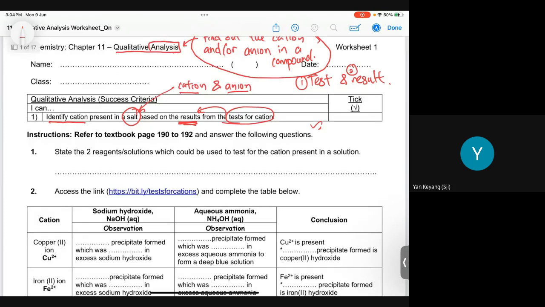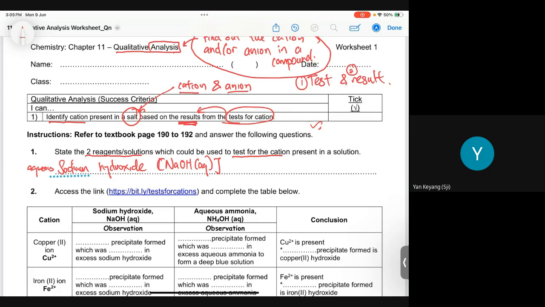So now we're going to start with question one: state the two reagents or solutions which can be used to test for the cation. In general, to test for cations, we can use either one of these solutions. The first one is sodium hydroxide. Not just the name itself, to be more precise, it's aqueous sodium hydroxide because it must be in solution form. So this is NaOH aqueous.